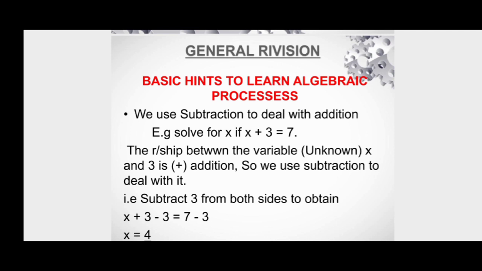So we subtract 3 from both sides. X plus 3 minus 3 on the left-hand side is equal to 7 minus 3 on the right-hand side. 3 minus 3 should be 0, so on the left-hand side x alone is left. And on the right-hand side, 7 minus 3 is 4. So we know already that x is 4.